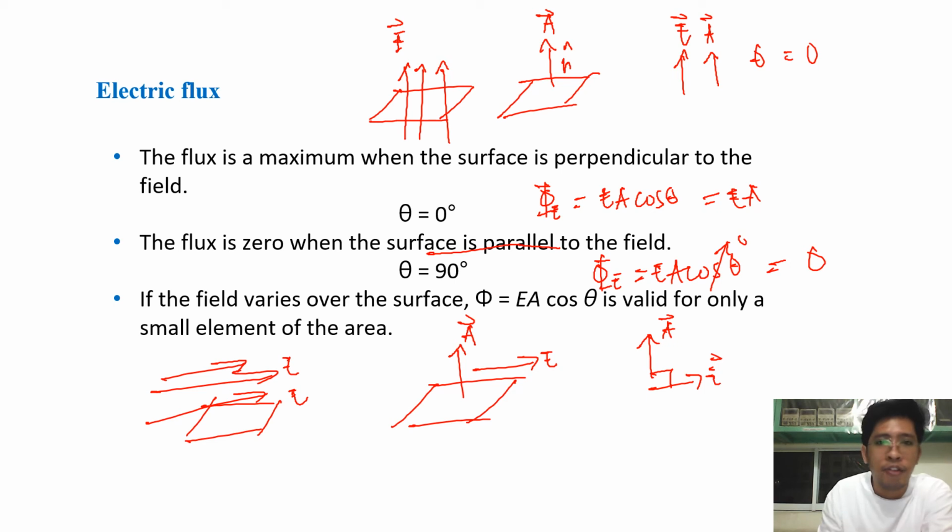Your flux is maximum when you have this case here, where your surface is perpendicular to the field. Your flux is 0 when your surface and your field are parallel. Now, if the field varies over the surface, you just use EA cosine theta. This is valid only for a small element of area. So this is not a maximum because you have some decimal values that you multiply to your EA.